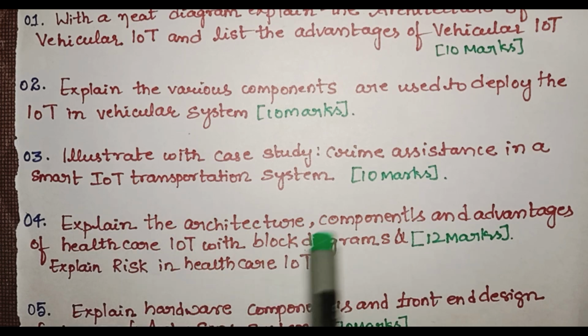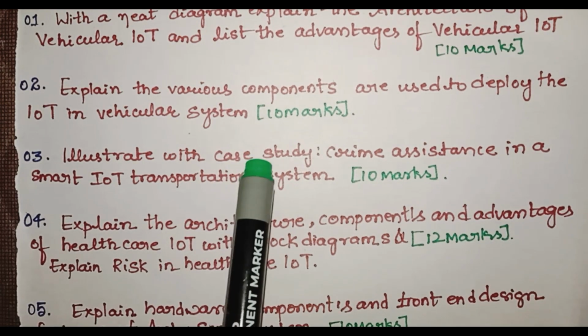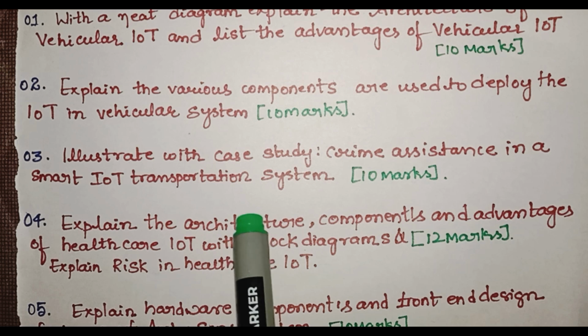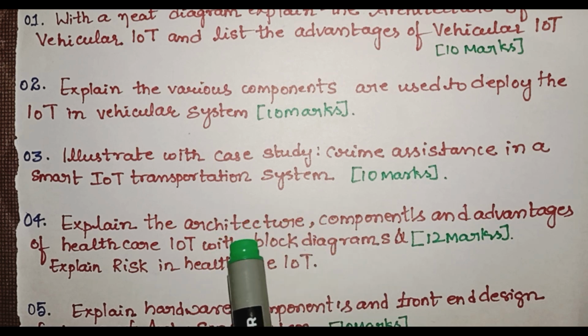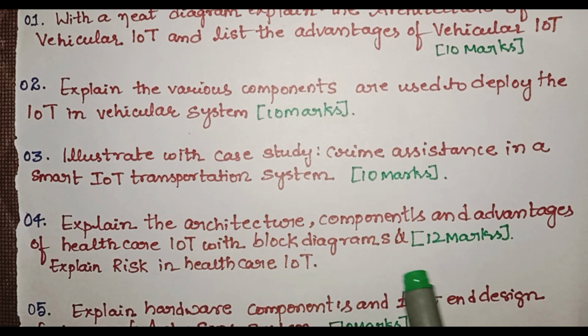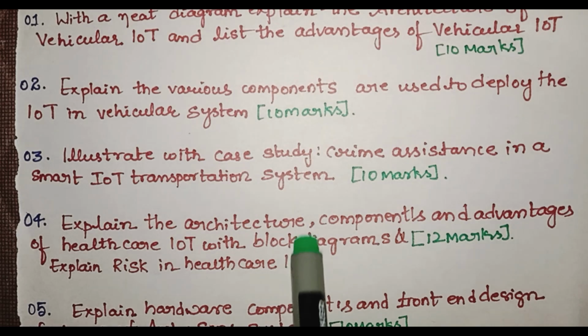Let us come to the third question: crime assistance in a smart IoT transportation system. Here with a block diagram you have to explain with tier 1, tier 2 and tier 3, in which tier 1 consists of image process and event dispatcher, tier 2 consists of target object training and notification factory, and tier 3 consists of crime assist unit. And you should explain each one of them. Why? Because it has been asked for 10 marks, and you should explain each of the components of the crime assistance of IoT transportation system.